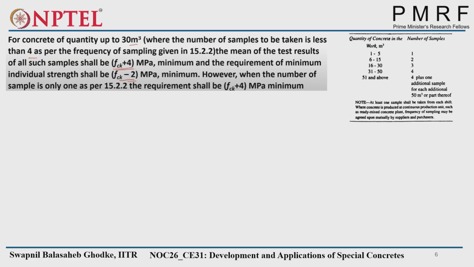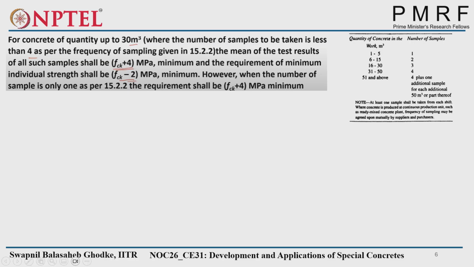31 to 50, 4 samples, and above 50, 4 plus 1 for each 50 or part thereof. Suppose we are going for that. But in this case, the acceptance criteria will be different. That we'll see. Suppose we are going for 120 meter cube, then 6 samples will come into picture.